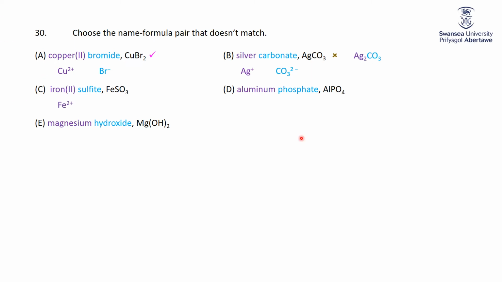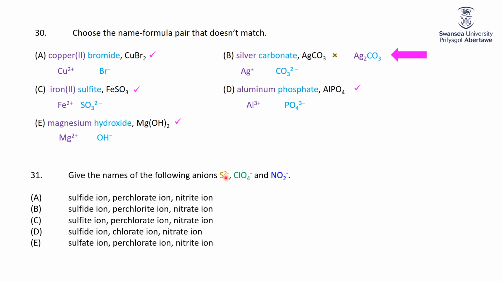Iron 2 is going to be Fe2 plus. Sulfite you've got to know is SO3 2 minus. Sulfate is SO4 2 minus. Turn the 4 to a 3, you remove an oxygen. Aluminium is Al3 plus. Phosphate PO4 3 minus, so 3 plus balances 3 minus quite nicely. That looks good. Magnesium 2 plus, hydroxide 1 minus, so you're going to need 2 of the minuses to balance out the 2 plus. Mg(OH) twice.